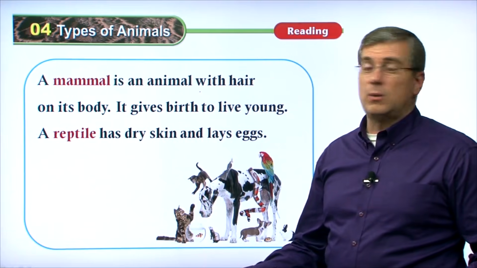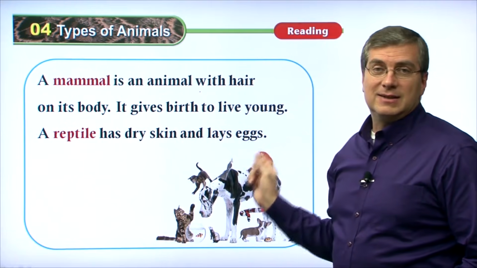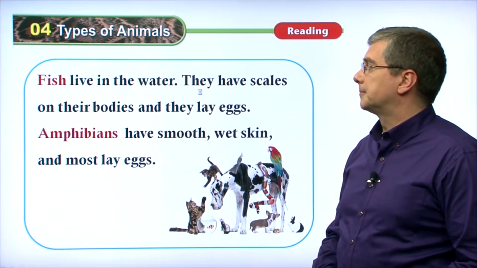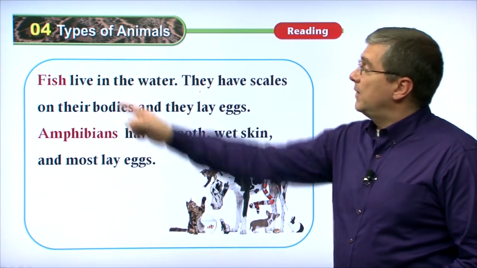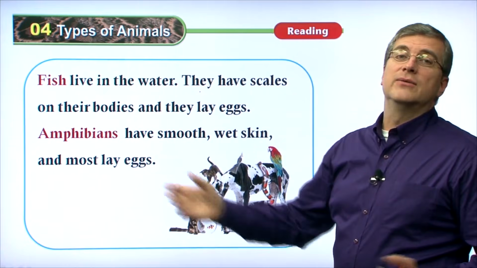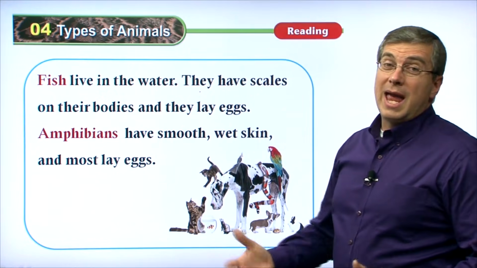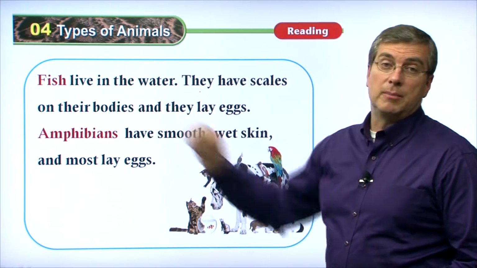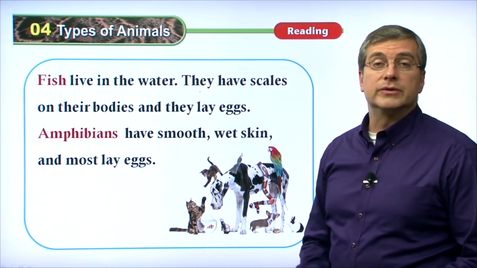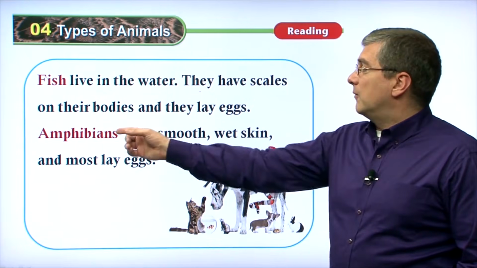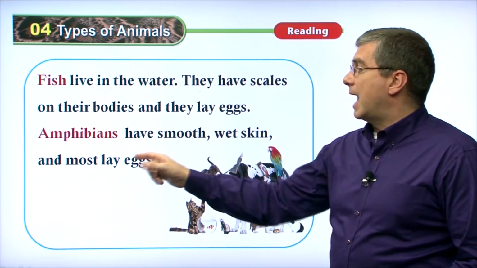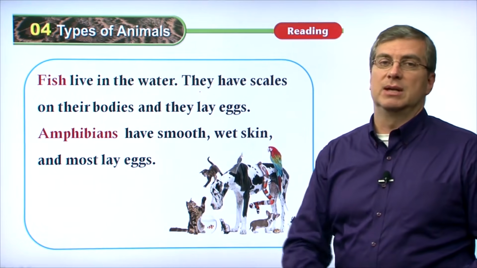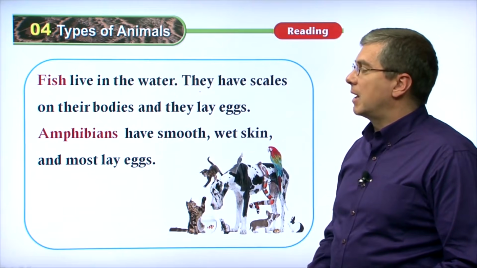And what are the characteristics of a reptile? It has dry skin, it lays eggs. It also has scales on the skin, but those are 2 characteristics. Next category, fish. Where do fish live? They live in the water. Is there any extra detail about the fish? Yes, they have scales on their bodies and they lay eggs also, just like reptiles. Amphibians have smooth, wet skin and most lay eggs. Not all, but most amphibians lay eggs. So these are details about amphibians.